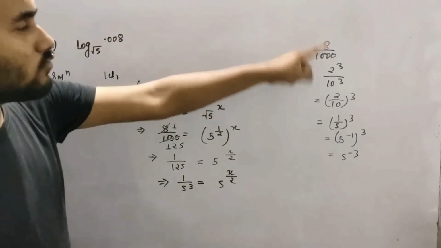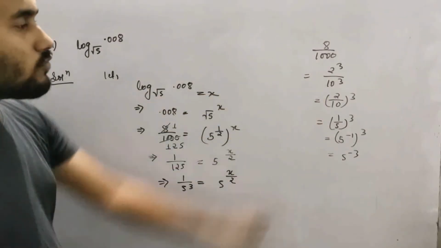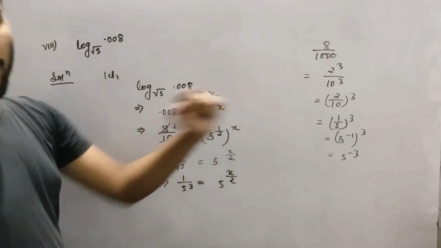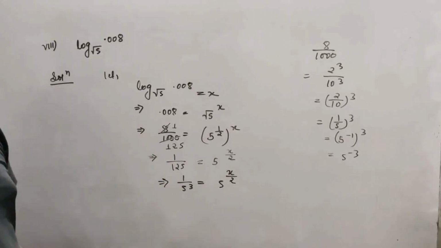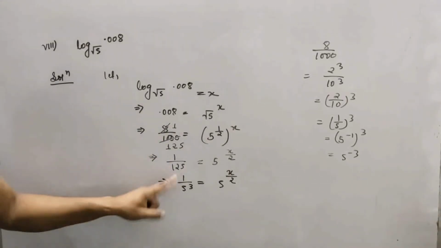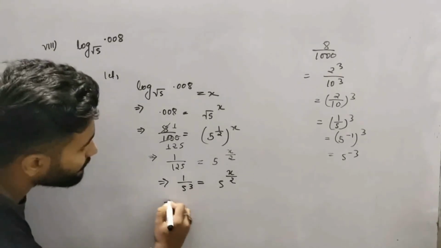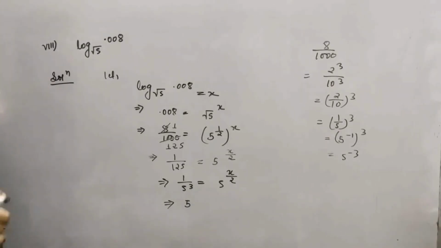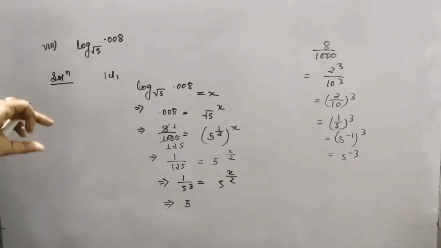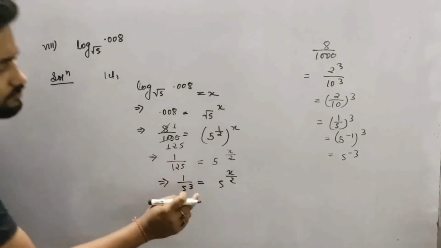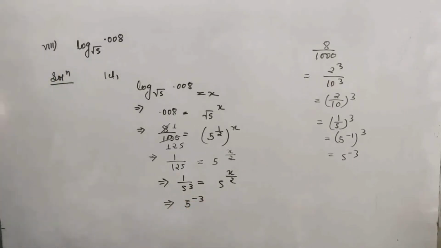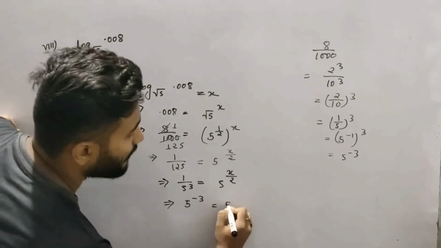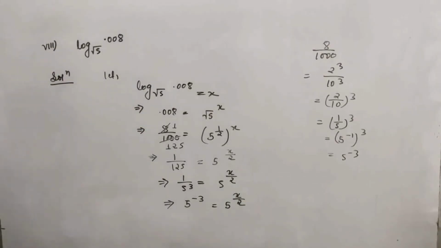If you want 2 cube by 10 cube, then cancel 2 by 10: 2 1s are 2, 2 5s are 10. Do it that way. If you say directly you will cancel 8 and 1000, then do it that way. Now 1 by 5: if I reciprocal 1 by 5, it will become 5. The base over here is 1 by 5, and its reciprocal is 5, so this power will become from plus 3 to minus 3, which will be equal to 5 to the power x by 2.